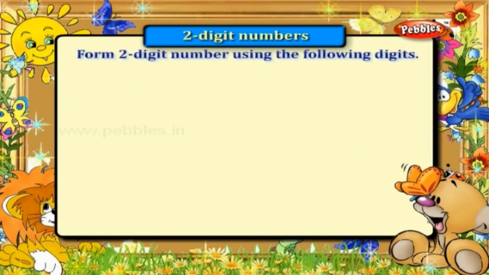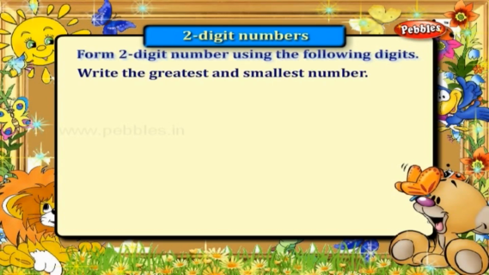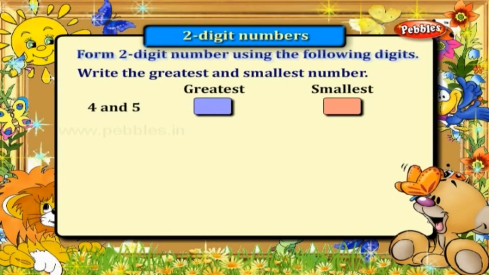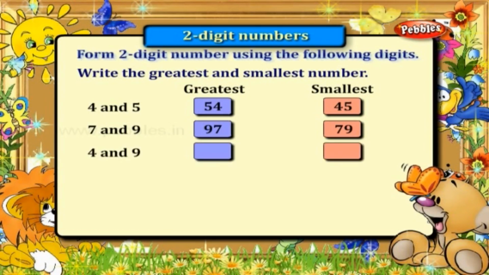Form two-digit number using the following digits. Write the greatest and the smallest number. From 4 and 5, we get 54 and 45. From 7 and 9, we get 97 and 79. From 4 and 9, we get 94 and 49.